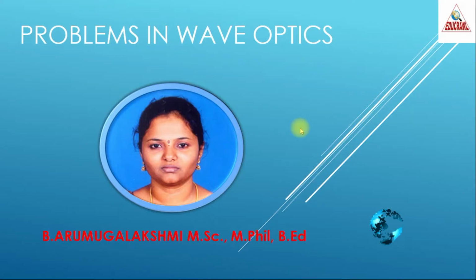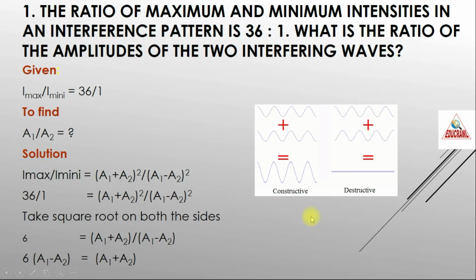Namaste. Today we are going to see the problems in wave optics of class 12 physics. First problem. The ratio of maximum and minimum intensities in an interference pattern is 36:1. What is the ratio of the amplitudes of the two interfering waves?